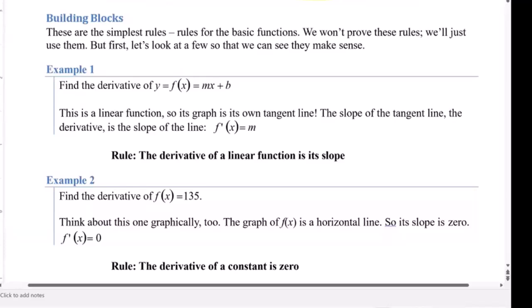So here we have, find the derivative of y equals f of x, which is mx plus b. So this is a linear function. What that means is it graphs to a line. And it doesn't matter where the line is, it has a constant rate of change. And that rate of change is the slope. So if I have y equals mx plus b, my derivative of any linear function is the slope. Okay? So rule 1, the derivative of a linear function is its slope.